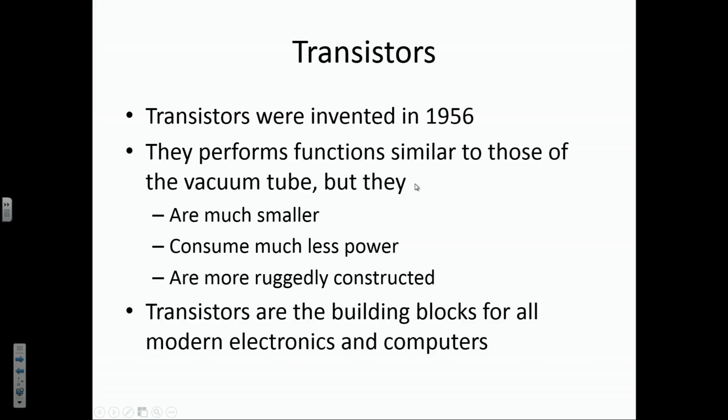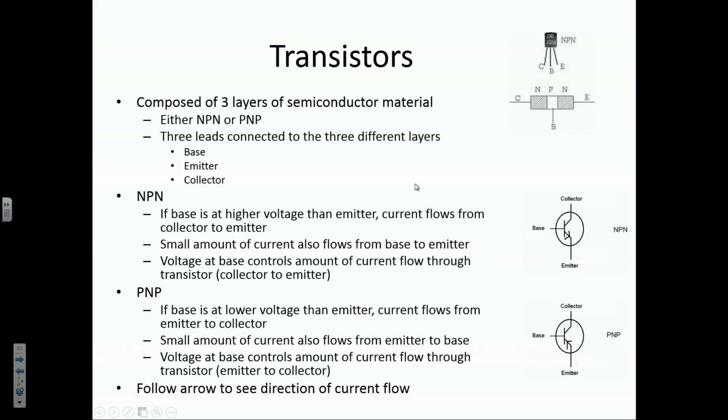Transistors have several advantages. One is they're much smaller, which is great because we like to make things in a smaller package and use less material. We also like the fact that they consume much less power than vacuum tubes did. They're also much more ruggedly constructed, which is great in an industrial or agricultural environment where there may be a lot of rotating machinery around, or you may be driving over bumps in a field. They have to be able to withstand that shock and vibration, whereas vacuum tubes would not have done that. In the last 58 years or so, transistors have become the building blocks for all modern electronics and computers.